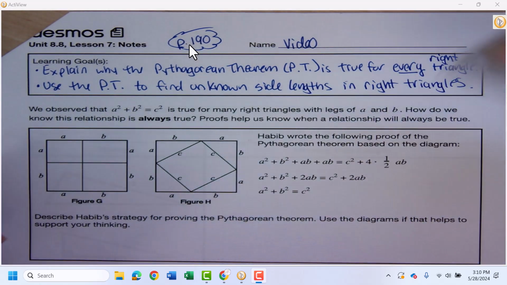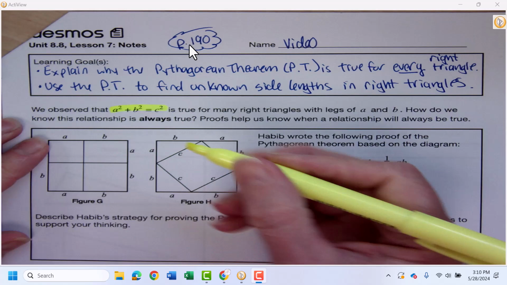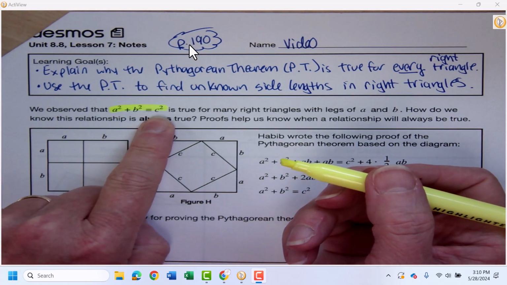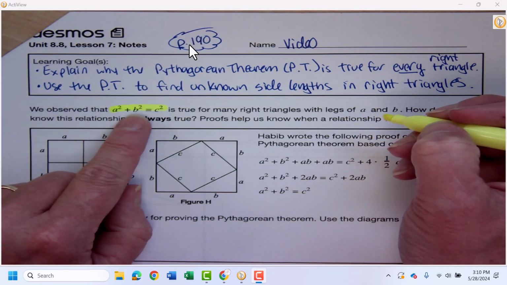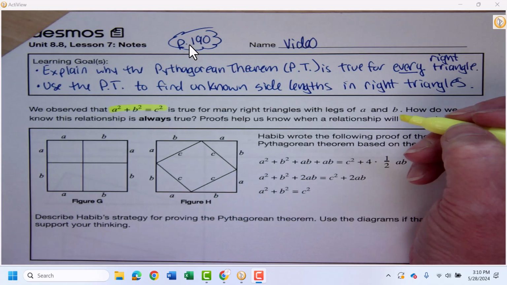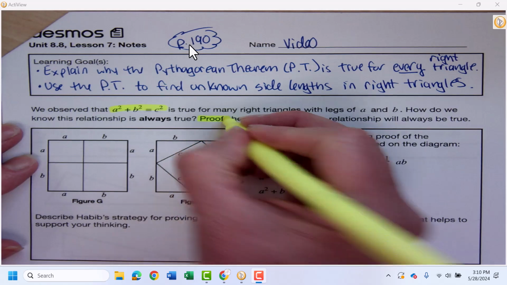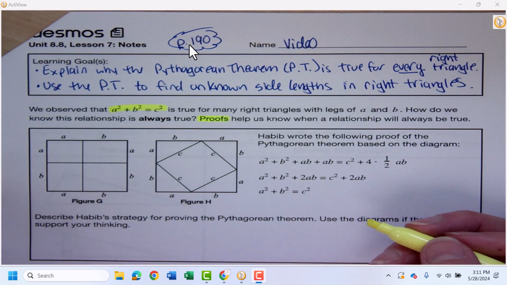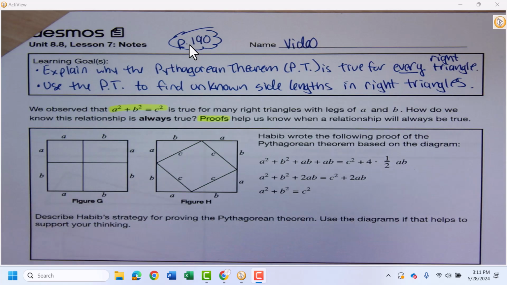Okay, so this is building on what we've talked about for the last couple of lessons. We've already seen that a squared plus b squared equals c squared. That's true for many right triangles that have legs, the short sides of the triangles. We'll call them A and B. And today we're going to show that this is always true using what's called a proof. That's how mathematicians verify that what they're saying can be used to build to other things. Proofs help us know when a relationship will always be true.